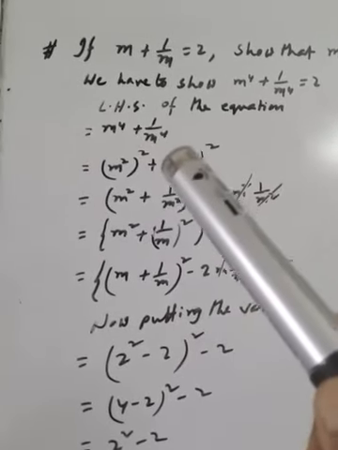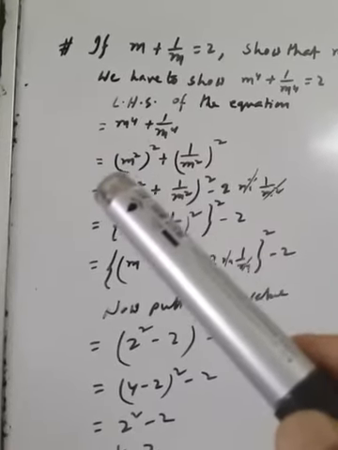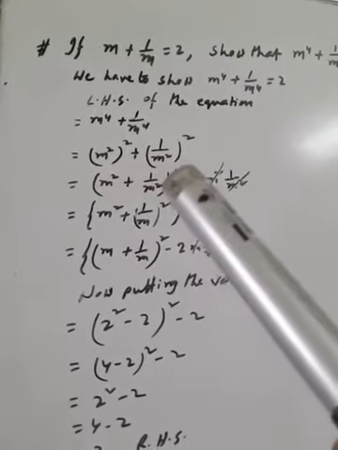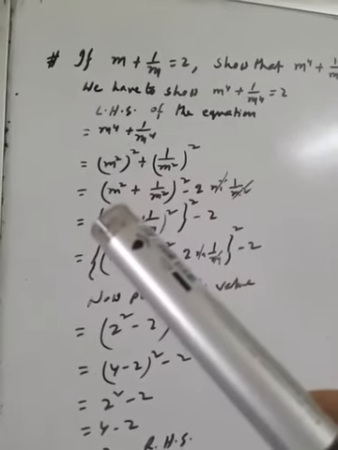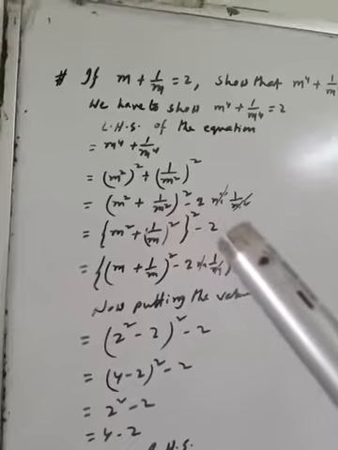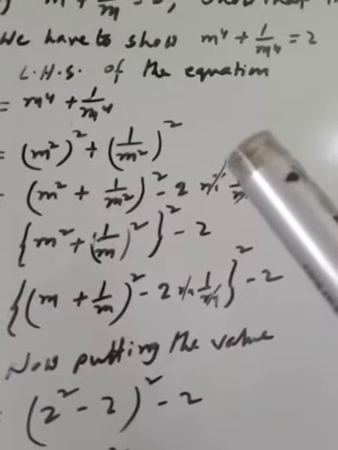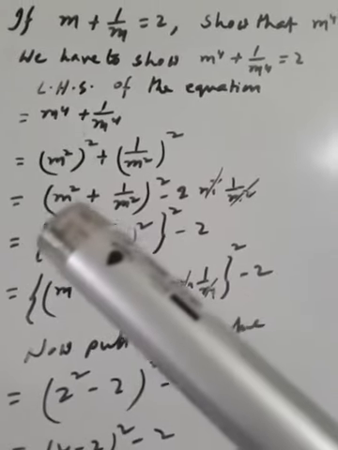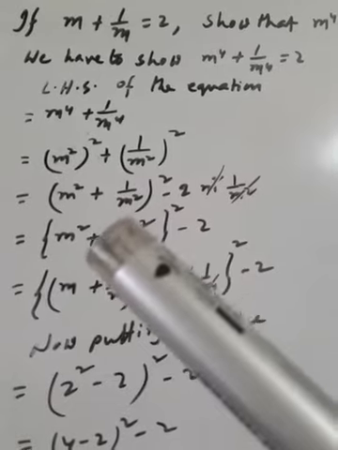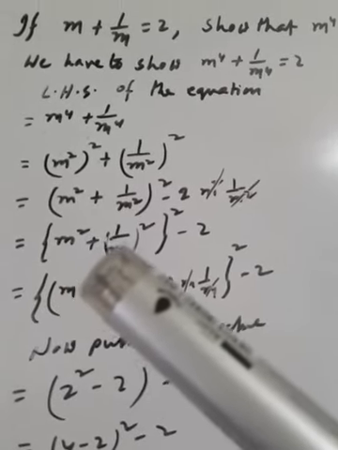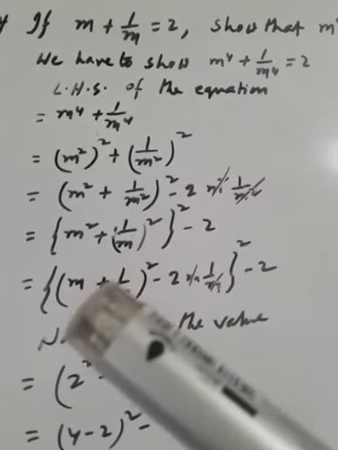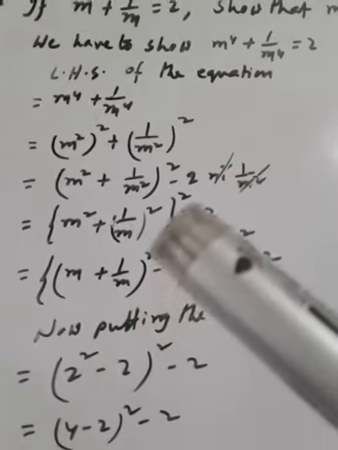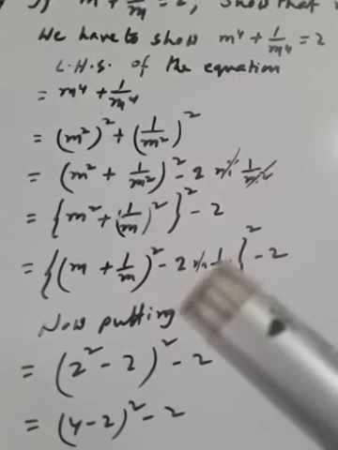m to the power 4 plus 1 by m to the power 4. You can make it (m square) whole square plus (1 by m square) whole square. By the a square plus b square formula, a square plus b square equals (a plus b) whole square minus twice ab. Now this m square and this m square. Inside the bracket, a square plus b square equals (a plus b) whole square minus twice ab. Now let this be whole square here, then minus 2.